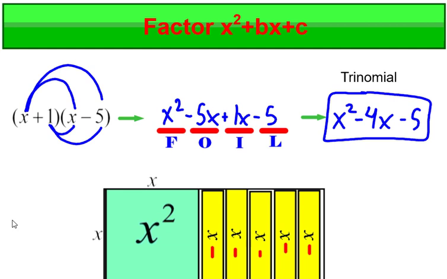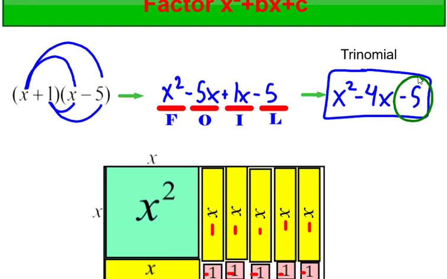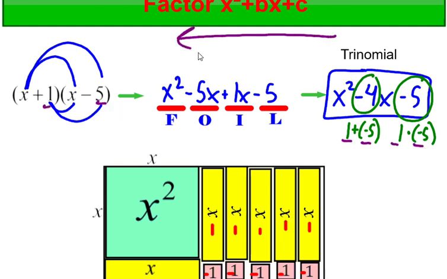Let's see if that pattern from before continued. Why is this a minus 5? The reason that that's a minus 5 is because it is a 1 times a negative 5. Why is this a minus 4? Because it is 1 plus a negative 5. That pattern continued. That's what's going to allow me to figure out what numbers these are when I work backward.